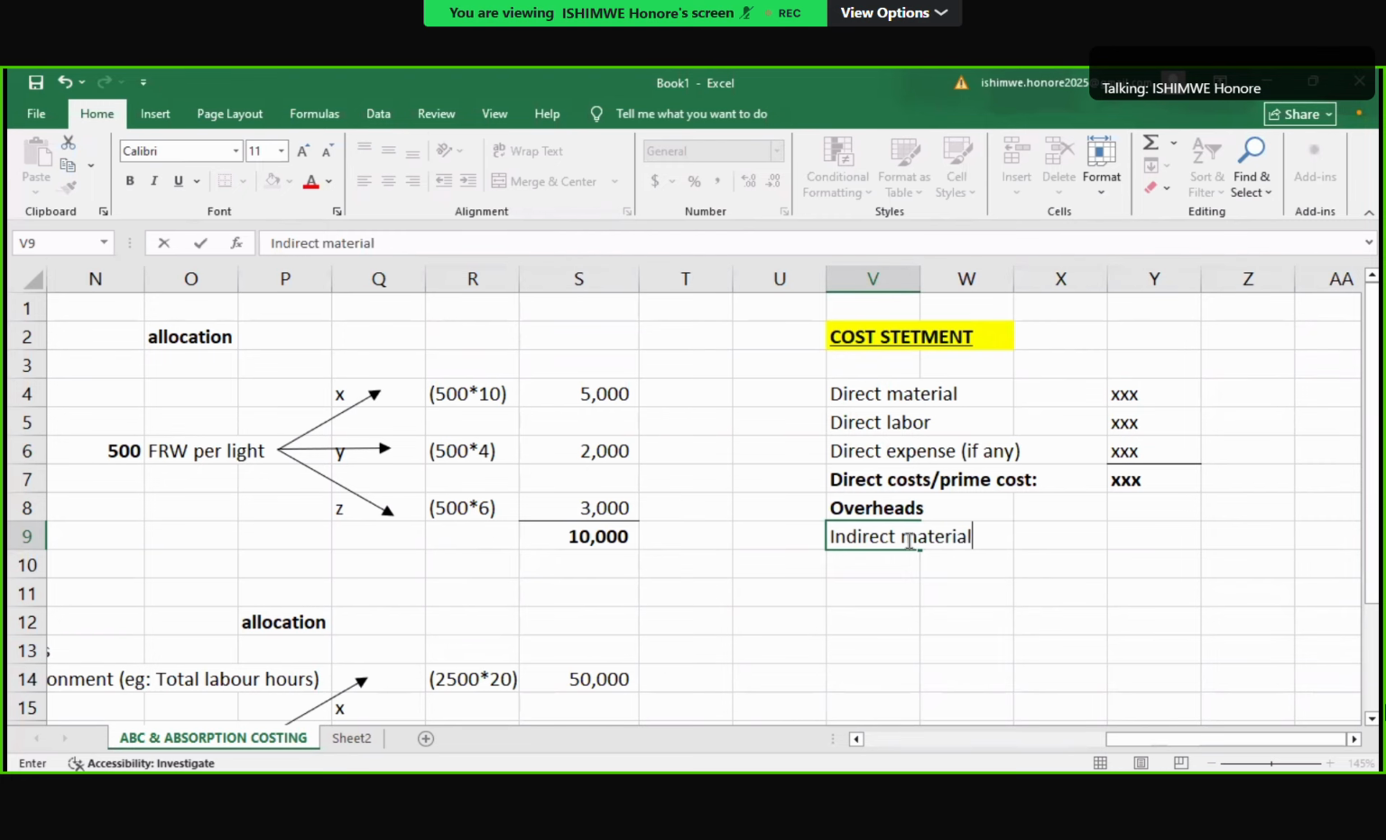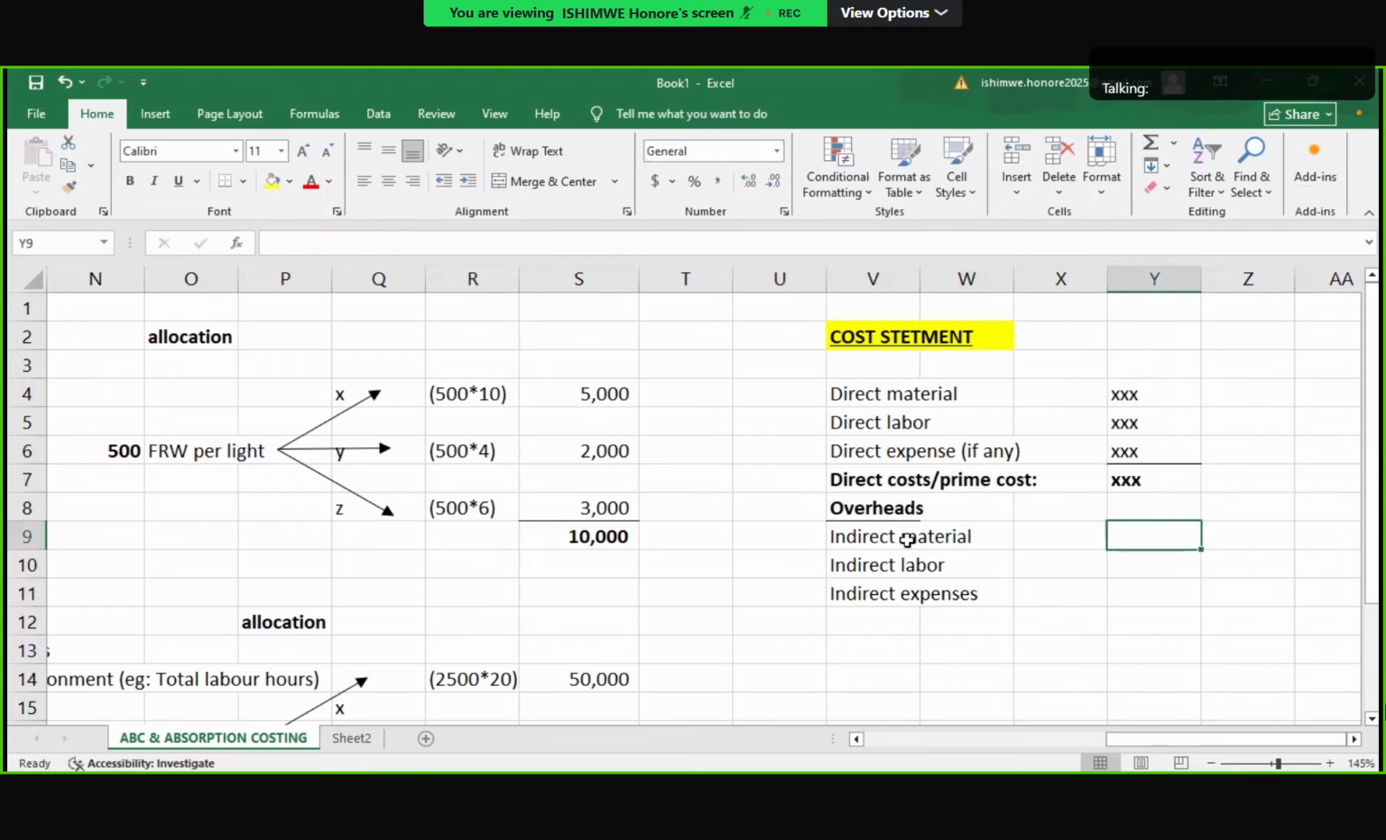It might be the indirect material, indirect labor, like supervision fees. Those are indirect labor cost. Then we can say also indirect expense. Most of them are indirect expenses, like electricity. Those are expenses, but indirect.